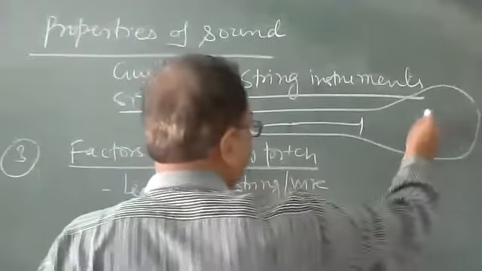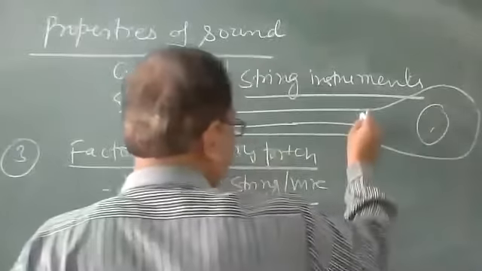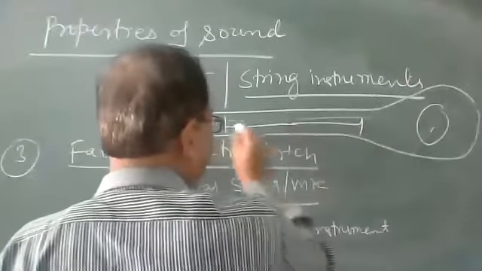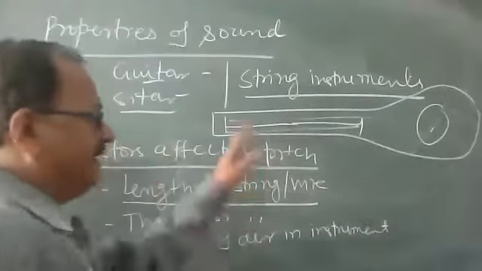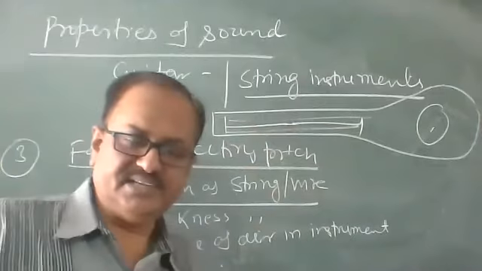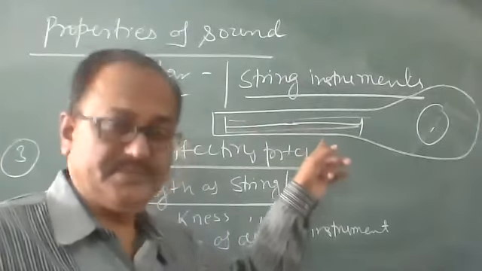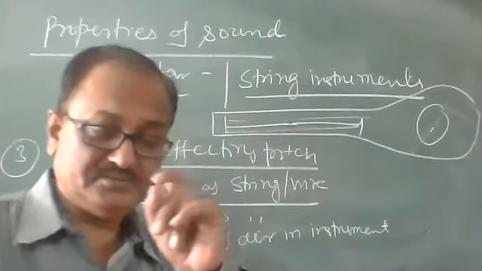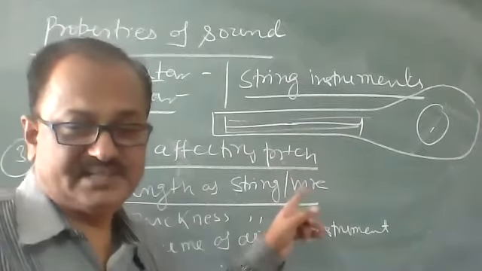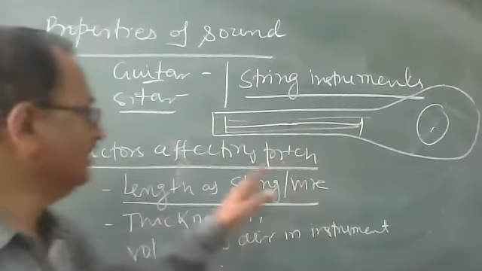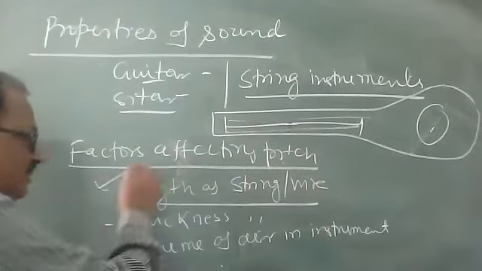This is sitar. There are many strings here, and by doing this, different wires of different length, thickness is different, length is same, and as a result of this, sound is produced. So length is one point.